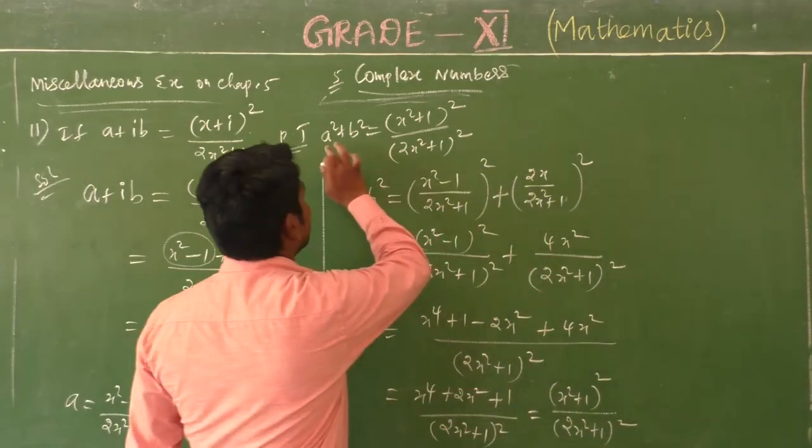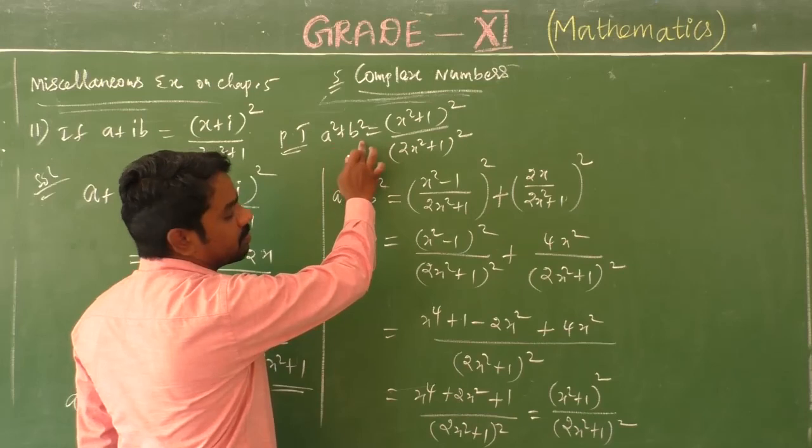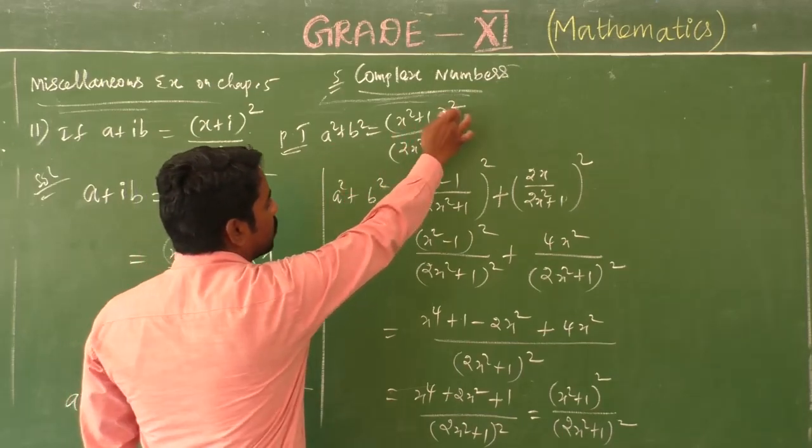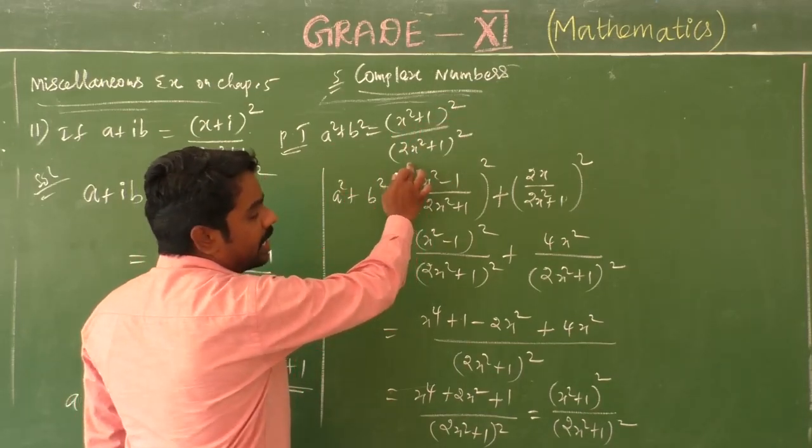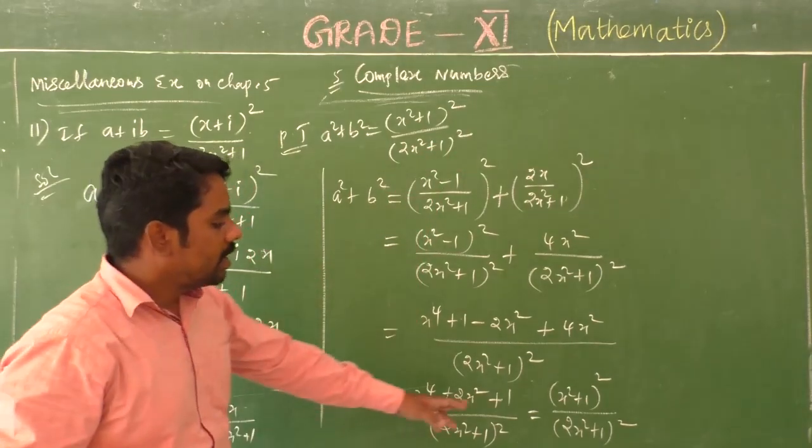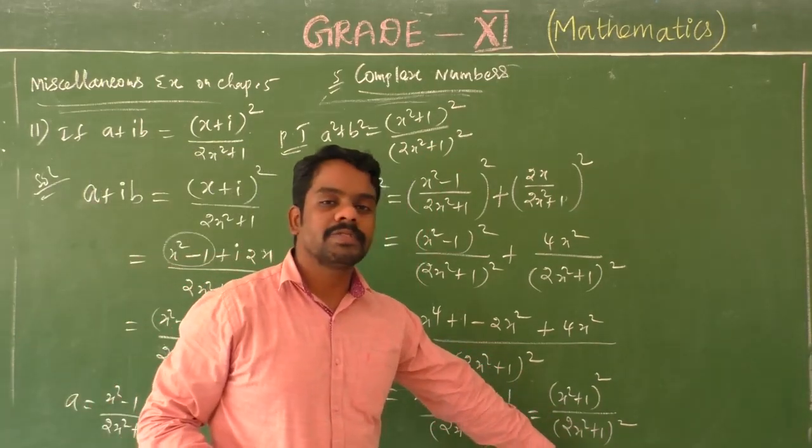We need to prove a square plus b square is equal to (x square plus 1) the whole square divided by (2x square plus 1) the whole square. Here, (x square plus 1) the whole square divided by (2x square plus 1) the whole square. And proved.